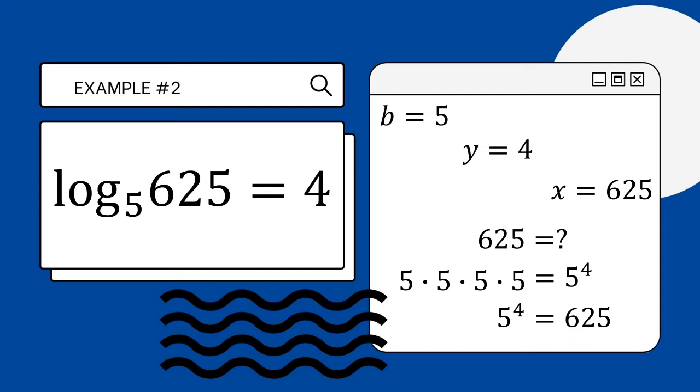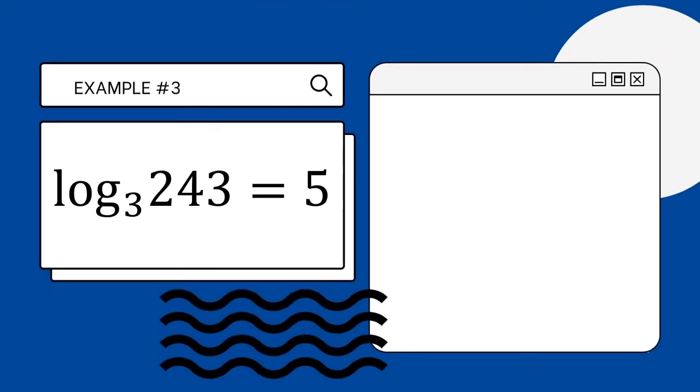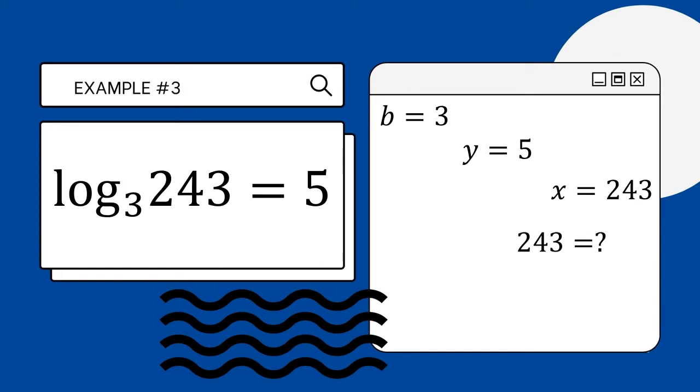Let's move on with the third example. Logarithm of 243 base 3 is equal to 5. So we have the base, which is equal to 3, y, which is equal to 5, and x, which is equal to 243. Let's move x on the one side of the equation, so that will be 243, which is equal to the unknown. And then we have the base raised to y, so that will be 3 multiplied 5 times to itself, or simply 3 raised to 5. That means we have 3 raised to 5 is equal to 243.